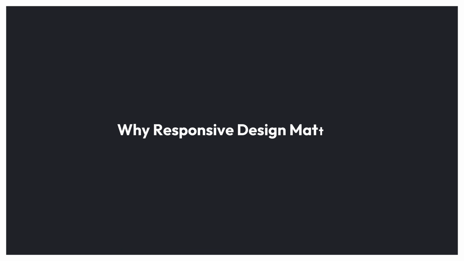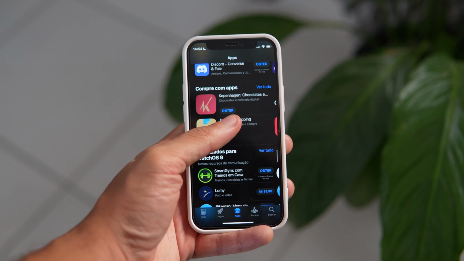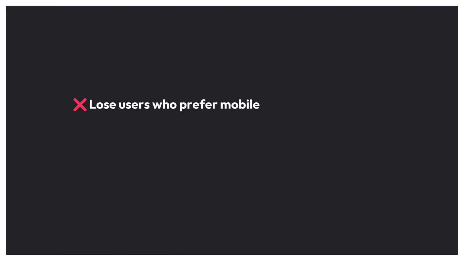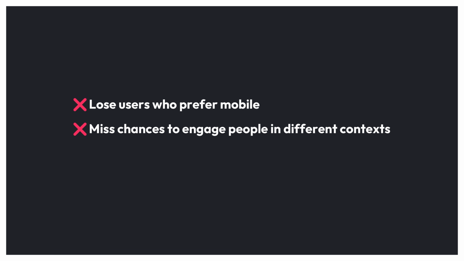Why responsive design matters. Here's why responsive design actually matters. When an interface works well on one device but becomes frustrating on another, users feel it immediately. They abandon tasks, they lose patience, and they start forming negative impressions of your product. Not because they are difficult, but because the experience isn't meeting them where they are. And as mobile usage keeps growing, the cost of ignoring responsiveness compounds. You lose users who prefer mobile, you miss chances to engage people in different contexts, and you fall behind products that simply work everywhere.